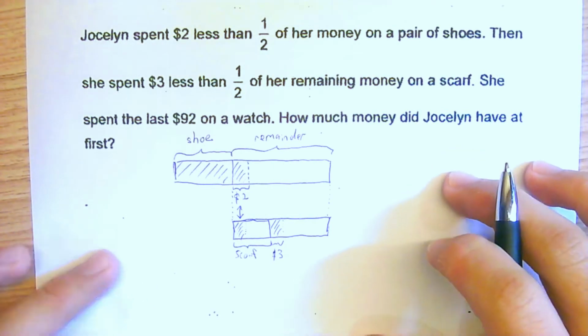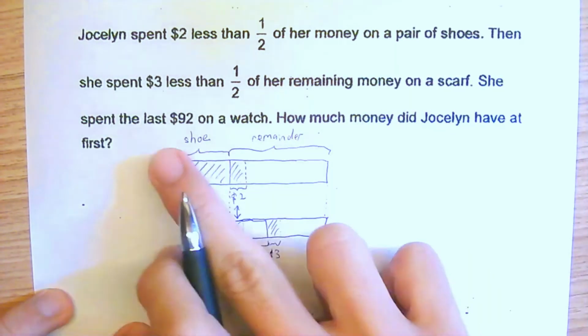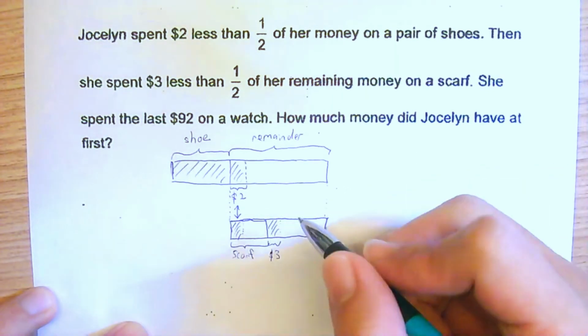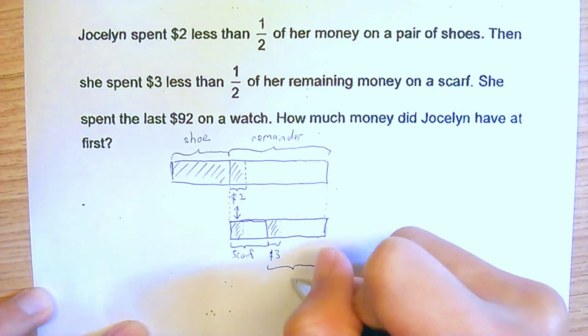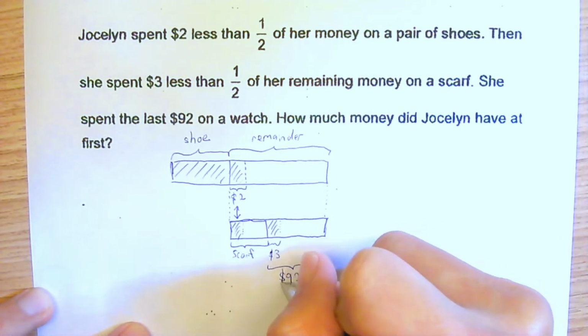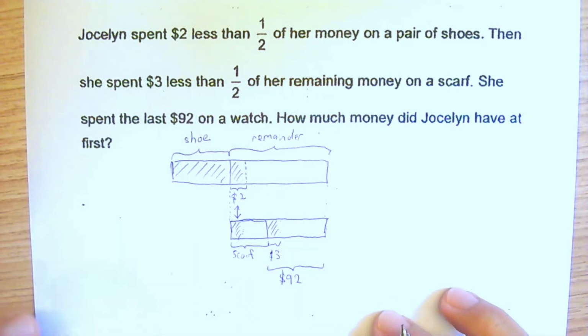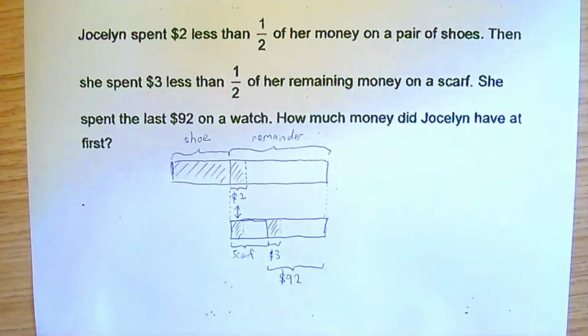Then she spent the last $92 on a watch, which means that this entire thing is $92. Let me change the contrast of the video so that you can see it better. It's a bit light right now. Okay, this should be slightly better. Just increase the contrast. This should be just a little bit better.